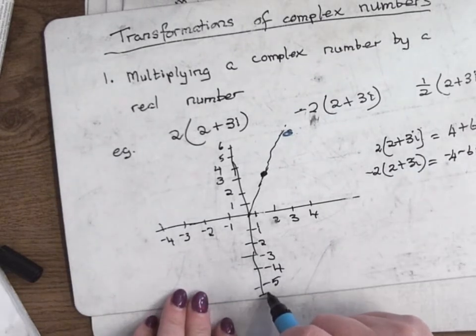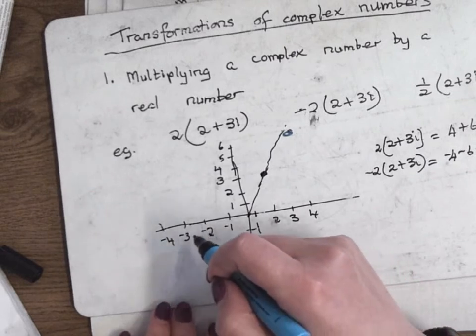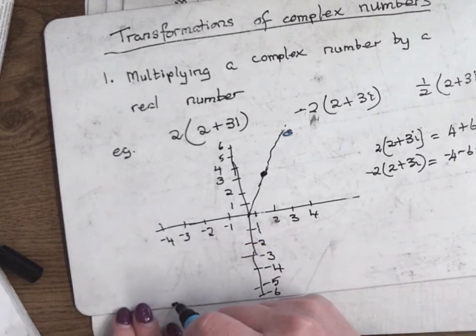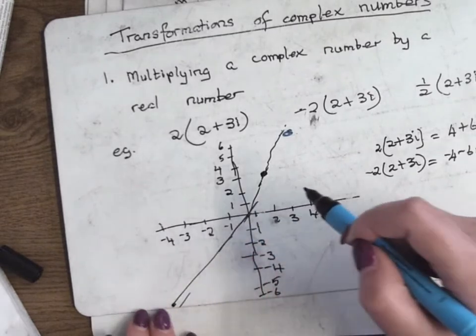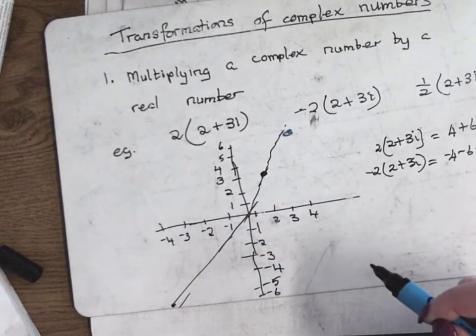I didn't think this through. Right, so the answer is minus 4 minus 6i. So it's still on the same line. That's supposed to be a straight line. It's still on the same line.